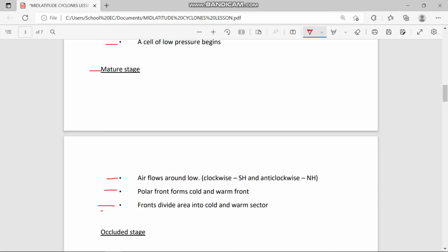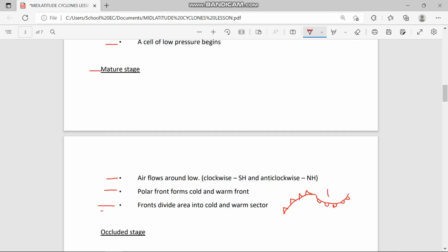These fronts, we have the cold front. Let me make an example. This is how to draw a cold front: you put something like a triangle. And this is a warm front. A warm front is round, like the siren of a police car, or an ambulance. So the fronts divide the area into cold and warm sectors.